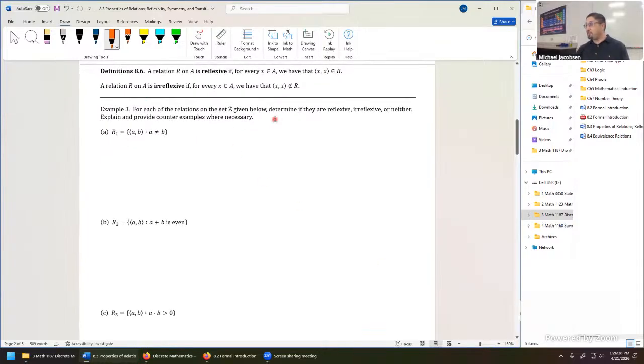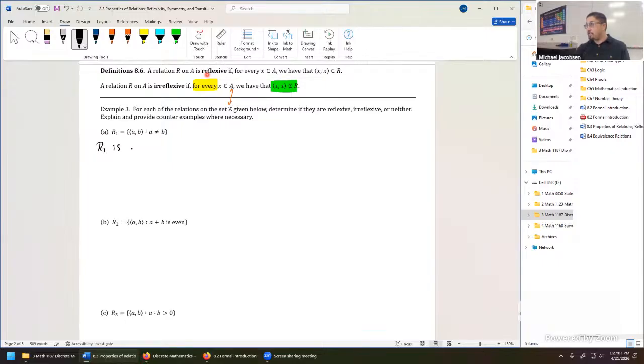Yeah, absolutely. This one turns into the irreflexive case. Recall, for irreflexive, we have to have for every element X in the set A, here A is Z, it cannot be related to itself. That means this is a proof, right? This is a for every statement. We're going to give a direct proof of this and say, let's make a statement first.